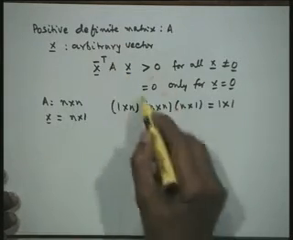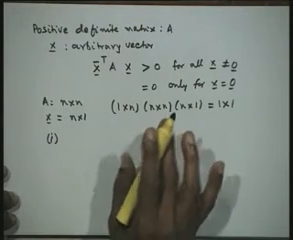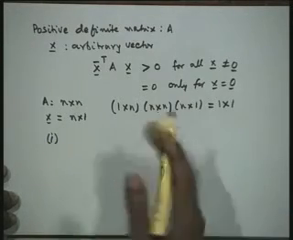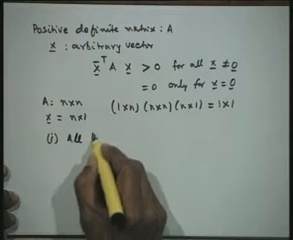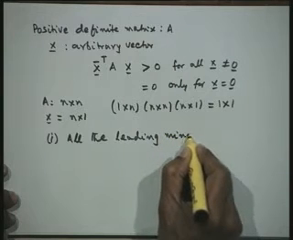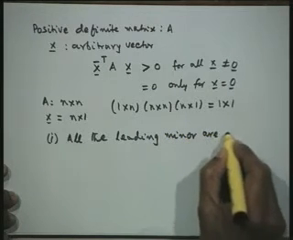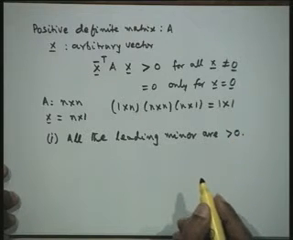An alternative way from this definition is that all the leading minors of A should be strictly positive. Leading minors means the determinant of the 1 into 1 leading matrix, the determinant of the leading 2 into 2 matrix. So we are taking all the leading minors, not all the minors, but only the leading minors, that means all along the diagonal elements. All leading minors are greater than 0.